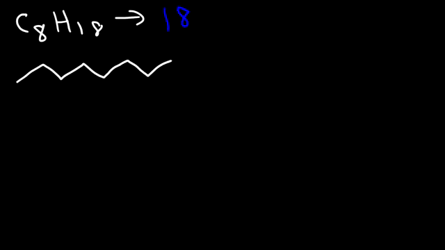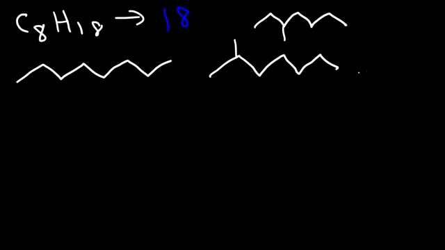Now let's move on to the next example, which is going to be octane. So for octane, there's a total of 18 constitutional isomers. So what I want you to do is pause the video and try to draw as many isomers as you can come up with. So let's start with an 8 carbon chain. So that's simply octane. Now let's go down to 7, and we could put a methyl on carbon 2, or we could put a methyl on carbon 3, or we could put a methyl on carbon 4.